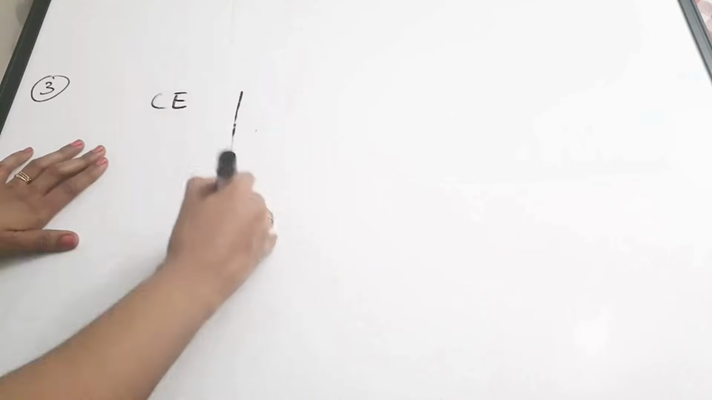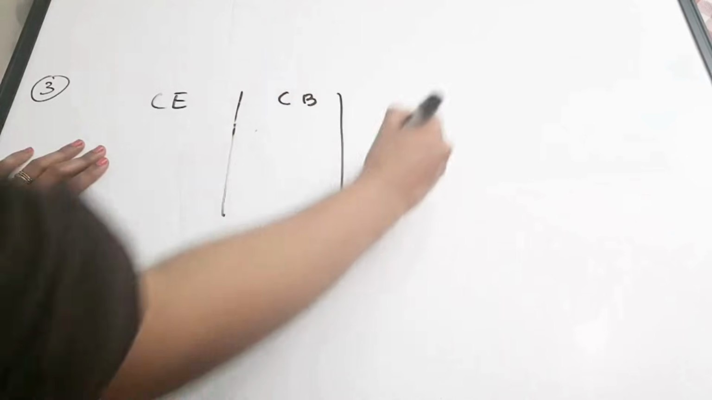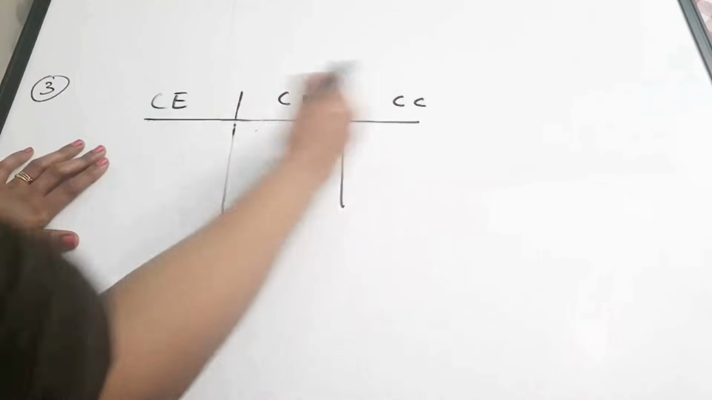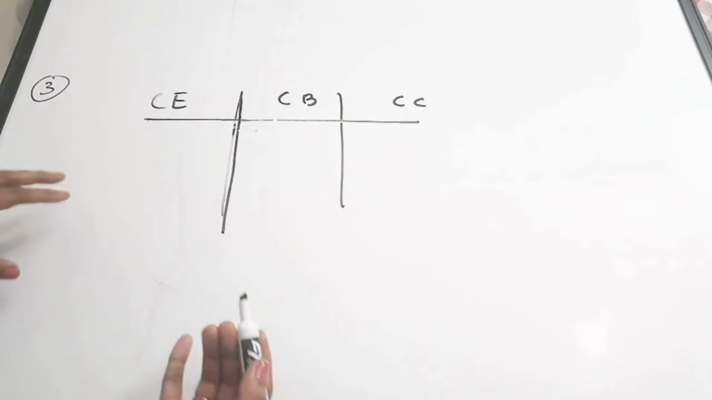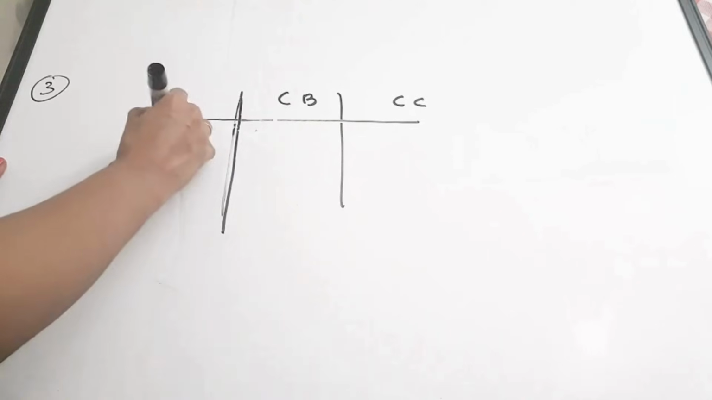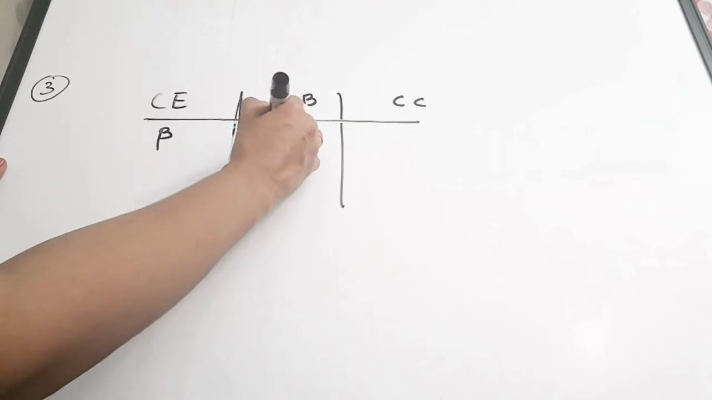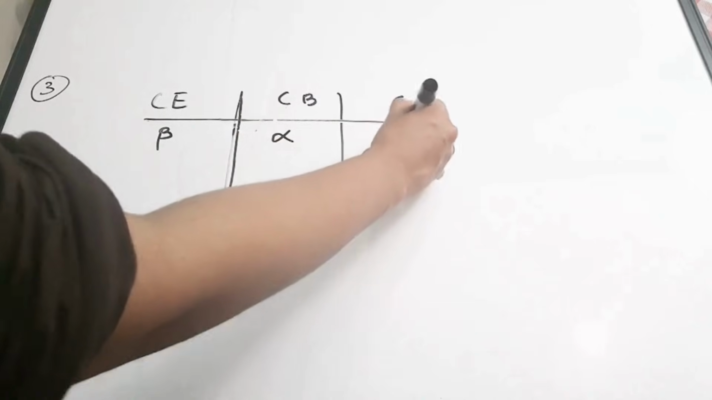So you should know the relation between the three current gains. There are three configurations of transistors: common emitter, common base, and common collector. For common emitter, the current amplification factor or current gain is given by beta. For common base, it is alpha, and for common collector, it is gamma.